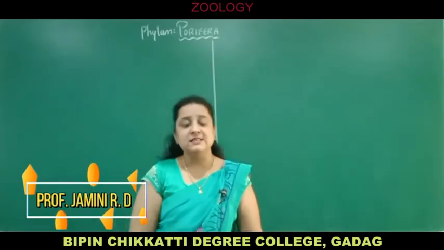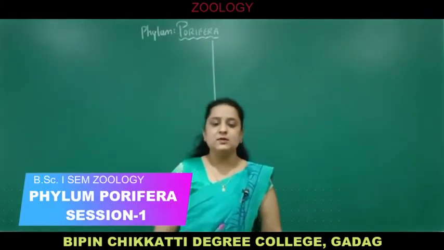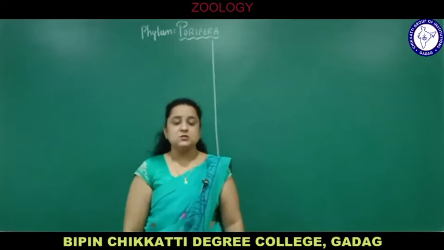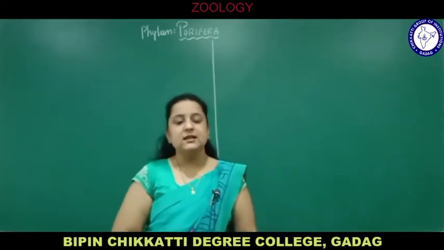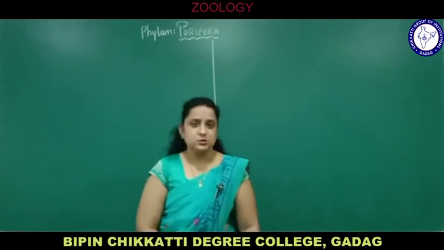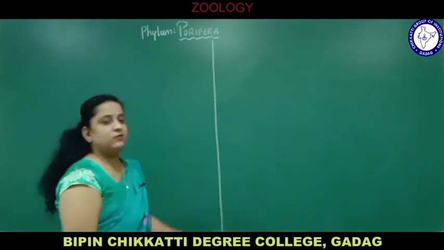So in the previous session we had discussed phylum Protozoa. We had seen different examples of phylum Protozoa, and under Protozoa we had studied the general characters, and two examples of life cycles: one is Plasmodium and the second one is Entamoeba histolytica. Now we are going to study a new chapter, that is phylum Porifera.